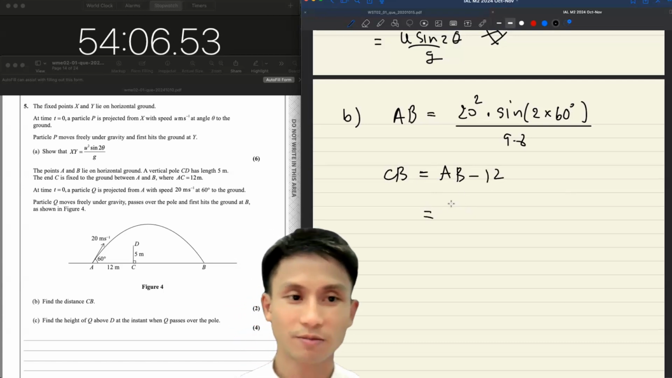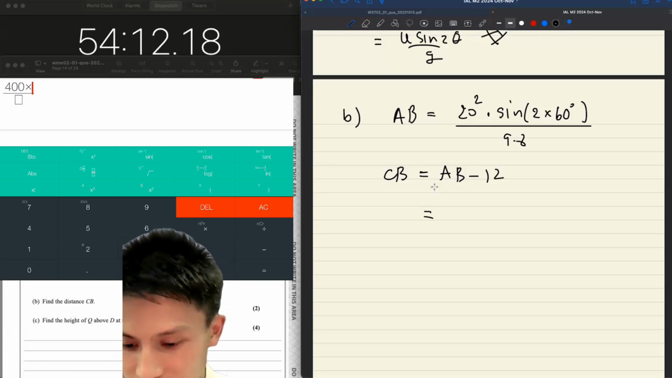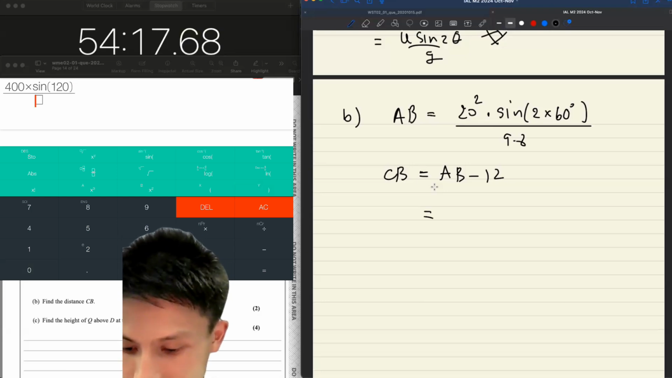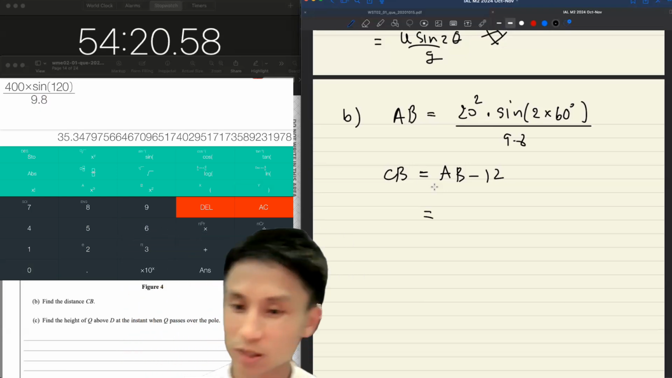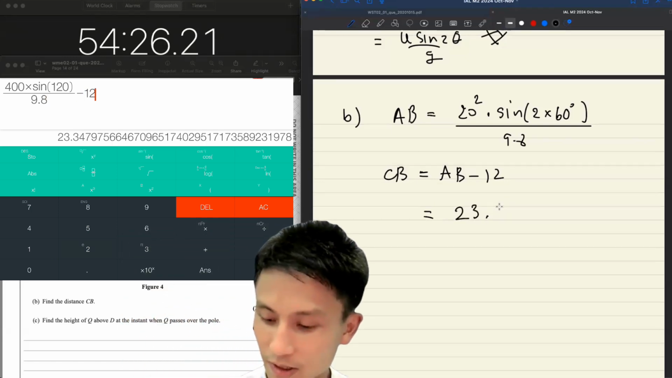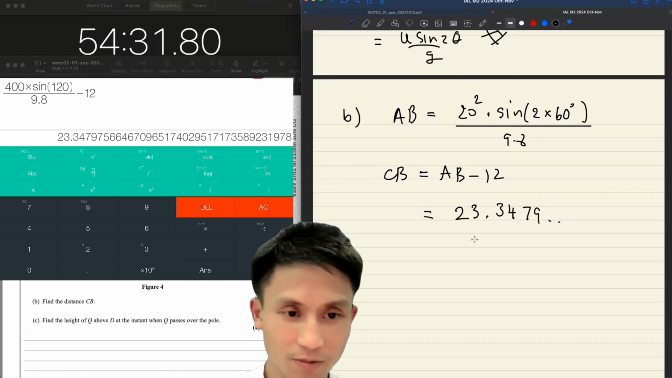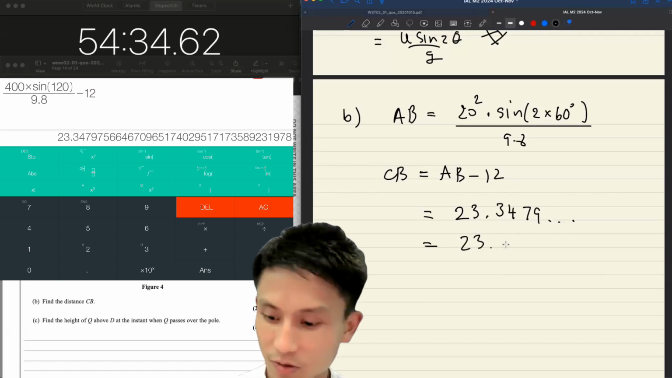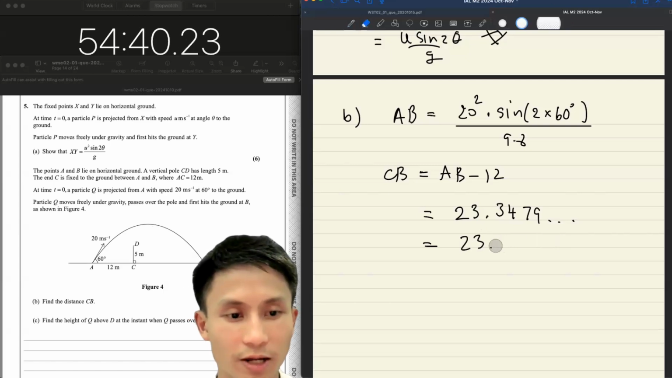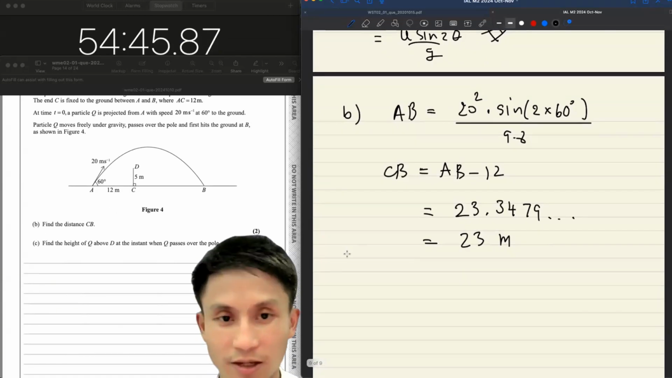So we can just use a calculator here. Our best friend, 400 times sine of 120, and then divided by 9.8. That would be totally AB. And if you do minus 12 there, you're going to get 23.3. I'm going to round that to 3 significant figures. Or maybe 2, right? Because normally I should change all the questions to sig figs.